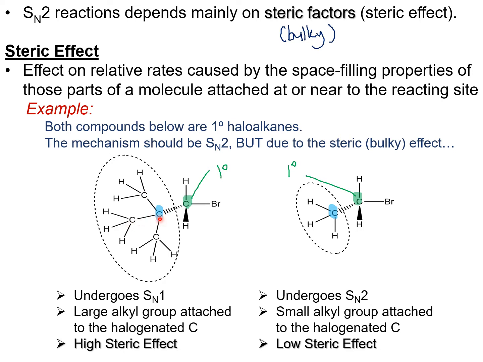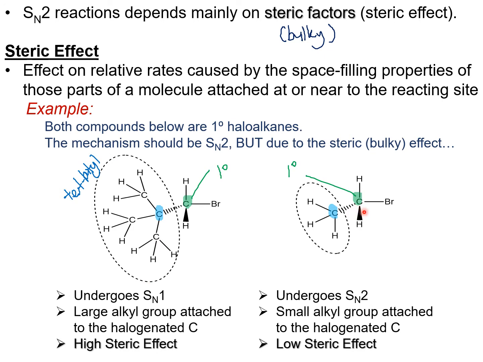This carbon ialah carbon tertiary. I believe that this is actually a tertiary butyl. Okay, this is tertiary butyl. Because dia ada 4 carbon and carbon yang attached to carbon tertiary. So this is actually a huge alkyl group. Okay, so since that dia ada high steric effect, dia tak akan buat SN2, dia akan buat SN1.